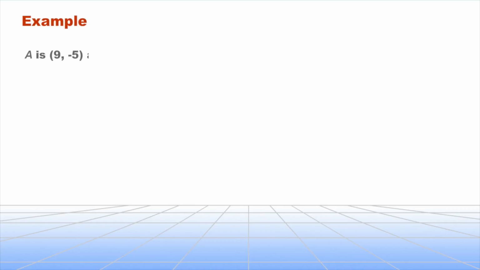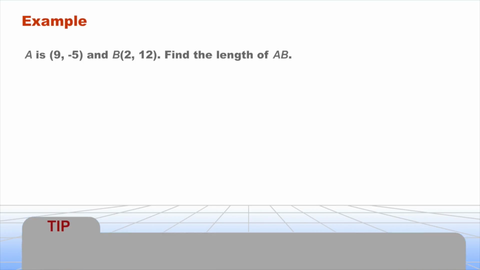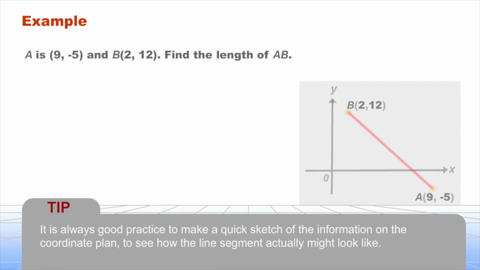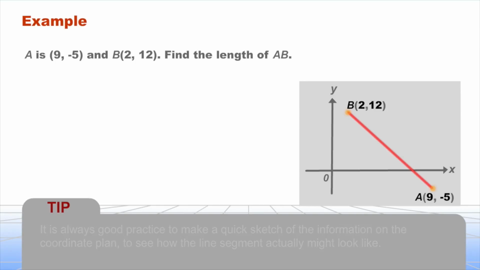A is point 9, -5, and B is point 2, 12. Find the length of AB. It is always good practice to make a quick sketch of the information on a coordinate plane to see how the line segment actually might look like.